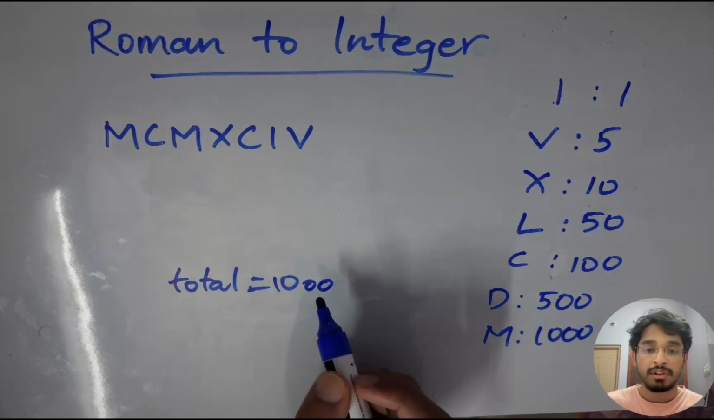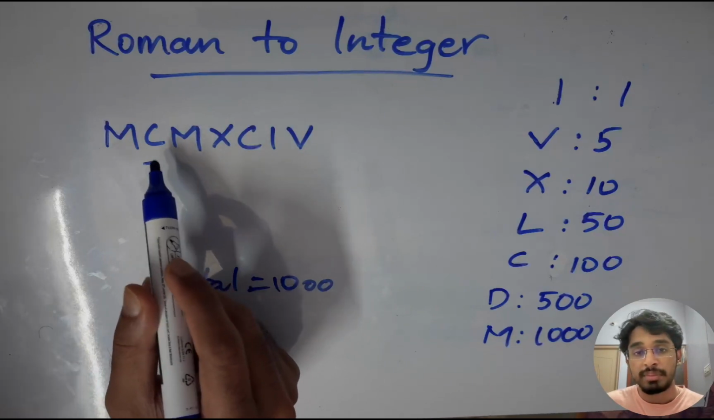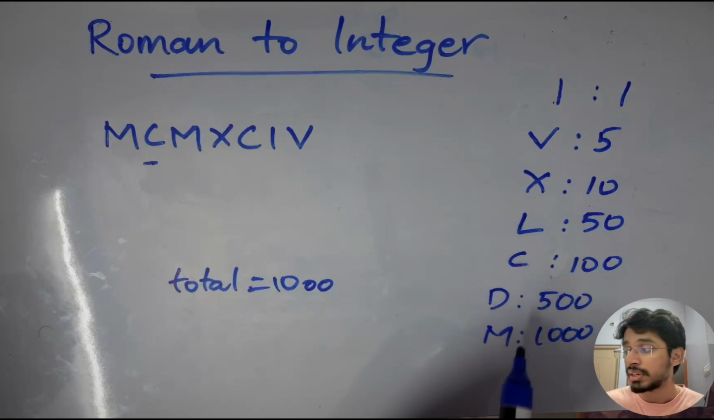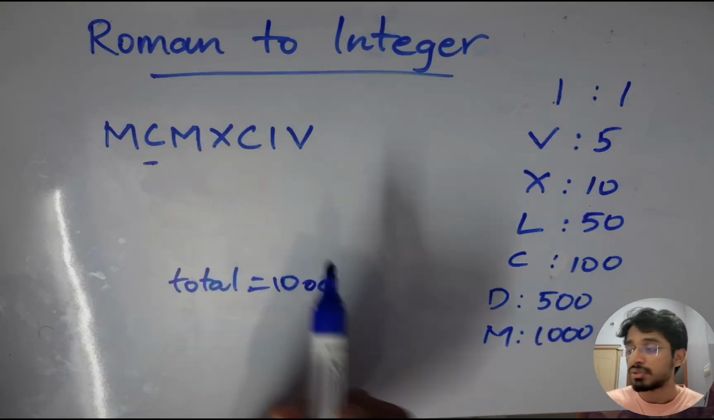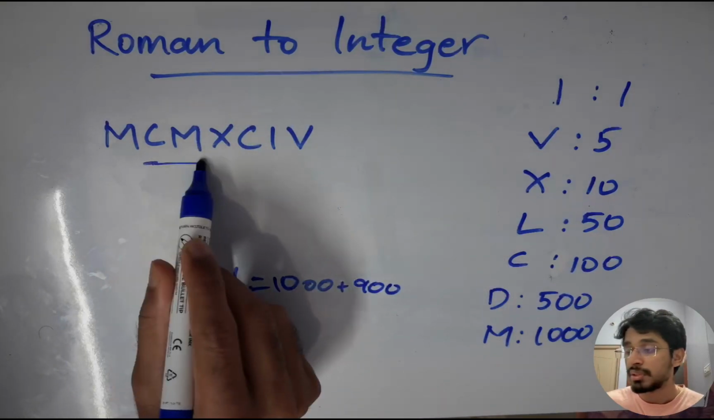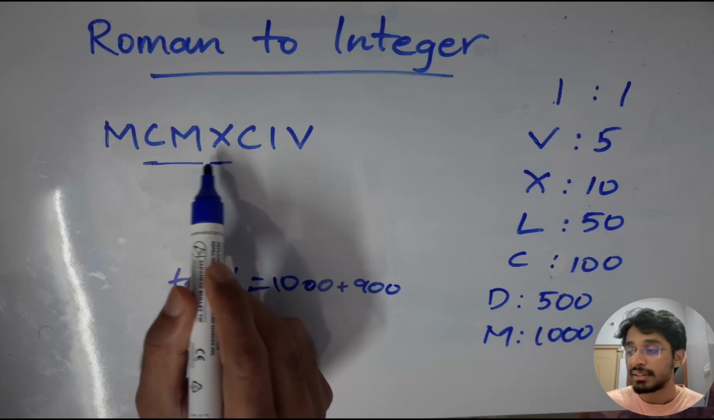Then we move to the next one, that is C, and we need to check the value of the immediate next character M. Yes, M is greater than C, so 1000 is greater than 100. So what we now need to do is 1000 minus 100, so that is 900. So we need to add 900. Now we just need to skip these 2 iterations. We have counted that, and then we go to the next one after M.